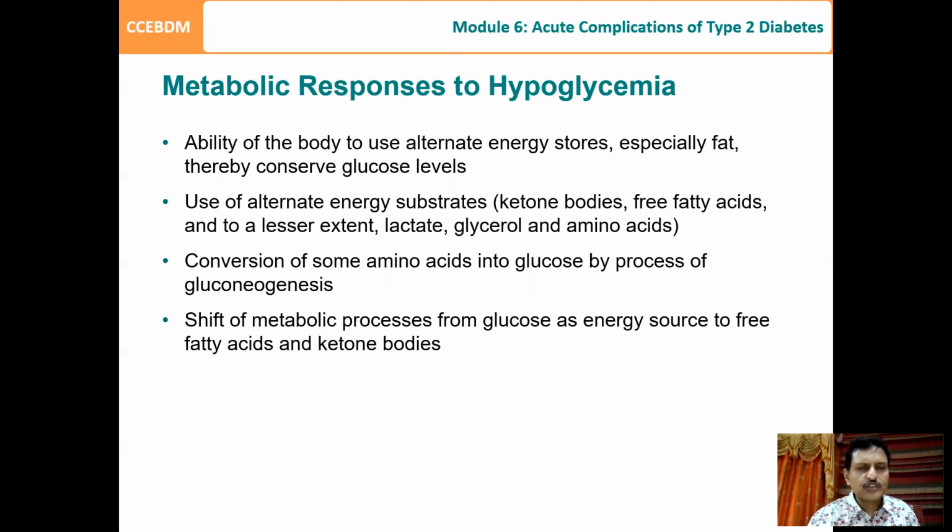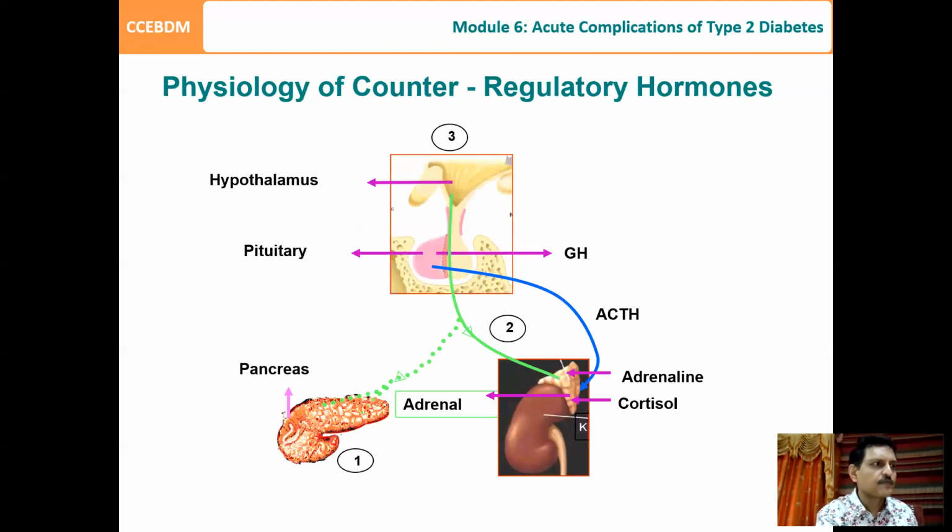So the shift in the metabolic process from glucose to energy sources such as free fatty acids and ketone bodies occurs if the hypoglycemia persists for a long period of time. So there is a metabolic shift from the glucose-dependent metabolic process to the fat-dependent metabolic process.